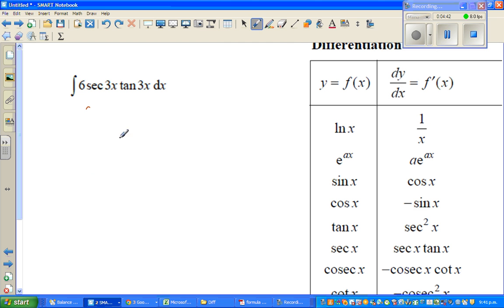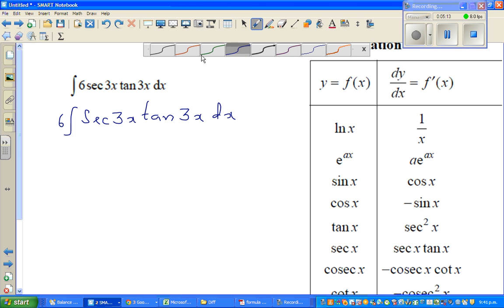Okay, let us look at this question. Integration of 6 sec 3x tan 3x dx. So we know the formula, sec x tan x integrates to sec x. So this is 6 times integration of sec 3x tan 3x. Now, if you integrate this to sec 3x, that's wrong. That's what most of the students do.